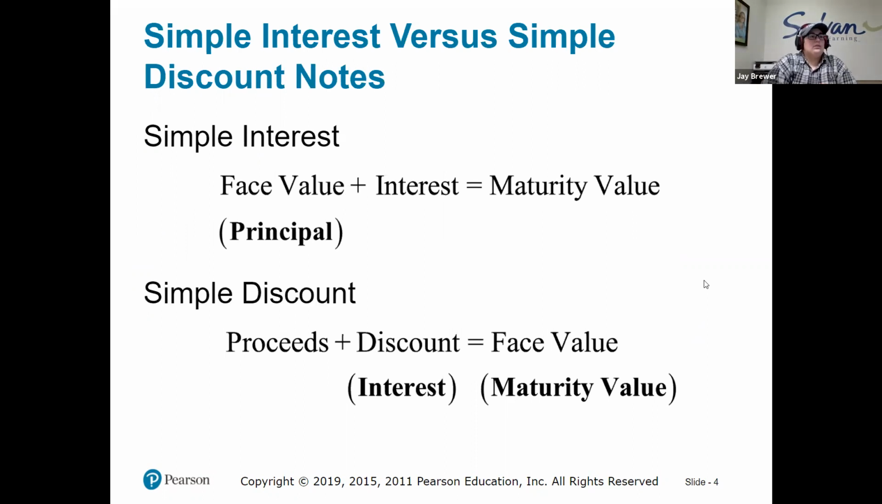Okay, simple interest. If you are a note taker, you'll want to take note of this. Simple interest: face value, which is also known as your principal, but the program lists it as face value, plus your interest gives you maturity value. For simple discount, proceeds plus discount is equal to the face value. Again, write down each of those pieces. You could get any combination on your homework.